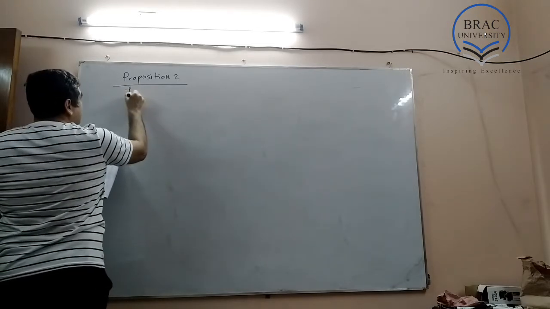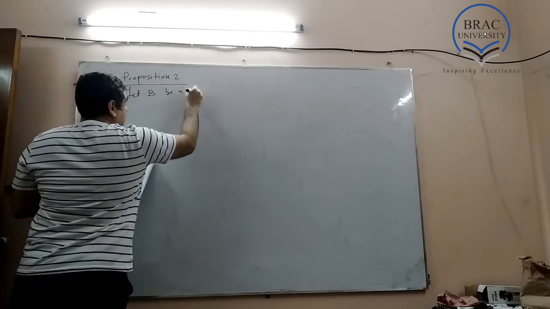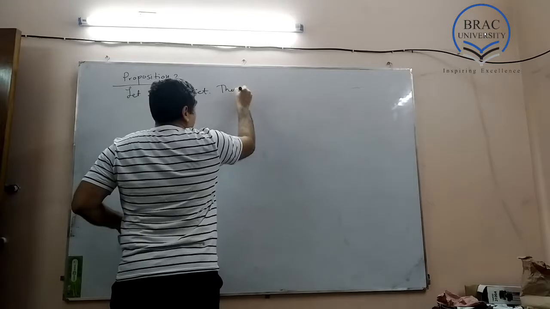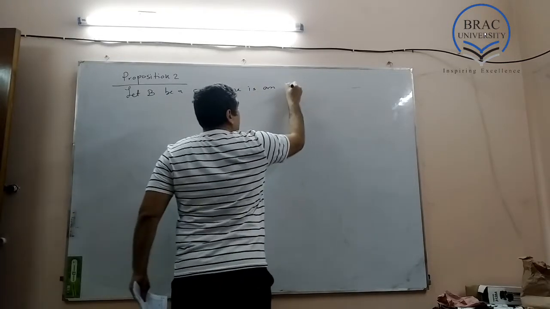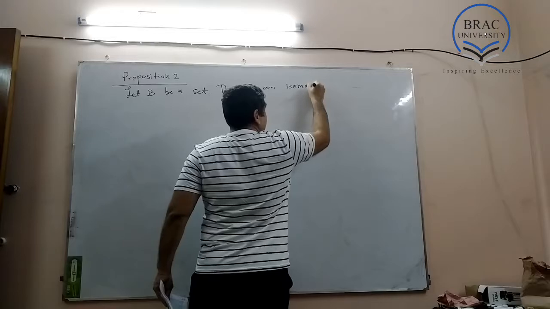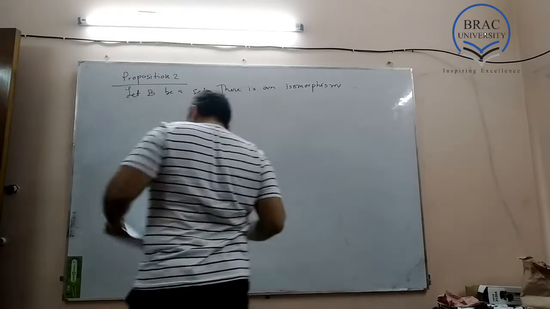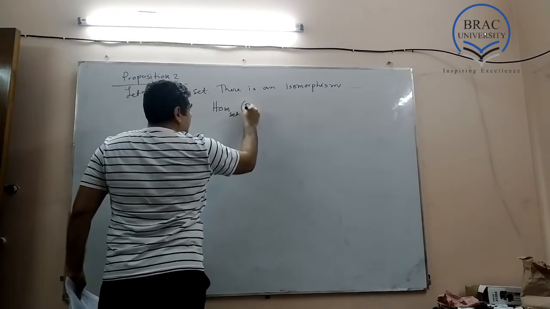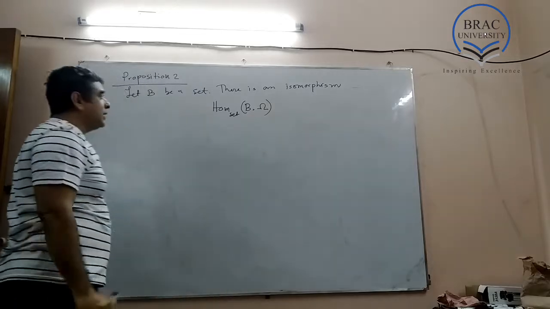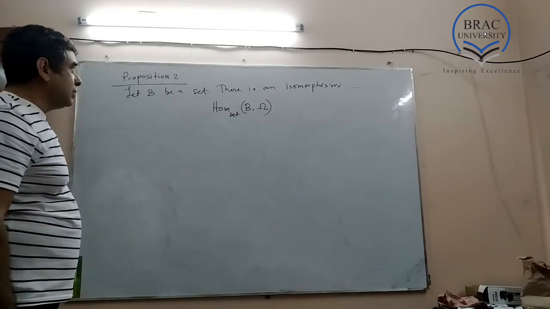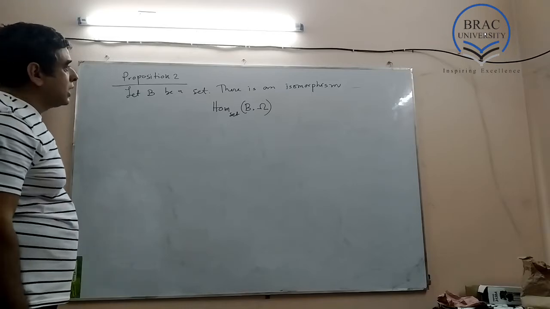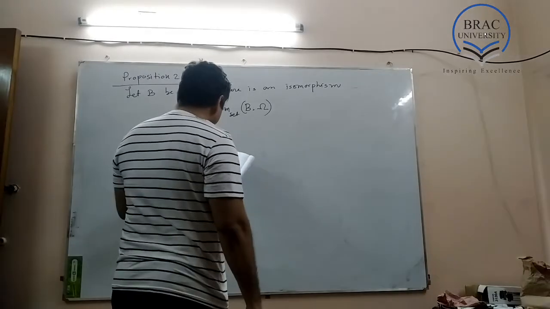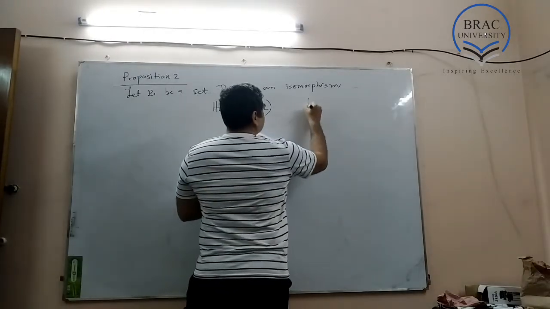Let B be a set. There is an isomorphism between the Hom set from B to omega, where omega is that two-element set that we have already defined as the subobject classifier for the category of sets, and the power set of B.